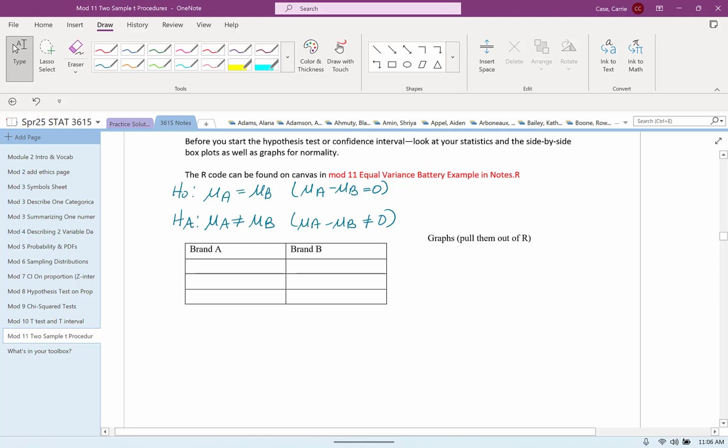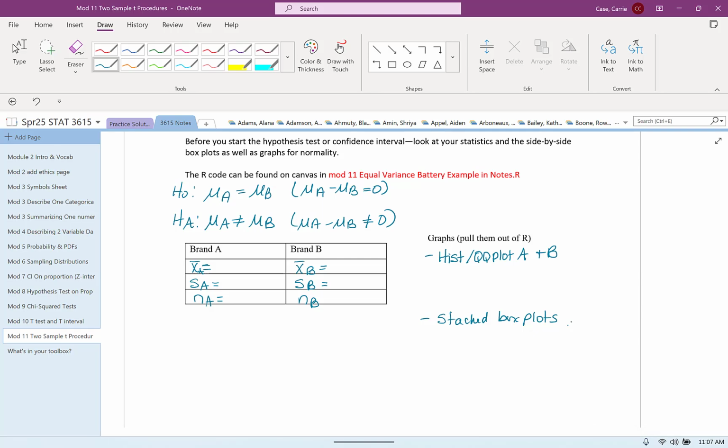For our statistics, we need x bar for A, s for A, and sample size for group A. We need sample mean x bar for B, sample standard deviation for B, and sample size for B. We're going to need our graphs. So we're going to need the histogram or the QQ plot for A and B. And then we're going to need our stacked box plots as well. And those are going to be on the same axis. And we'll come back and deal with our conditions after we get these statistics in R.